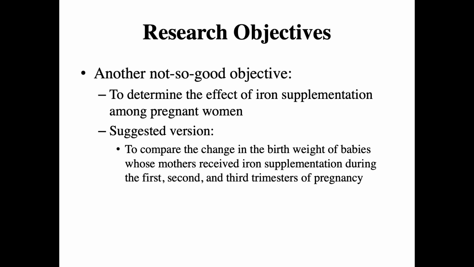So here we have a suggested version. To compare the change in birth weight of babies whose mothers received iron supplementation during the first, second, and third trimesters of pregnancy. So now we already have details as to what the effect of iron supplementation is. In this case, changes in birth weight of babies is the measure of interest that reflects the effect of iron supplementation. And then we've also determined which specific trimesters of the pregnancy we're interested in. Okay.